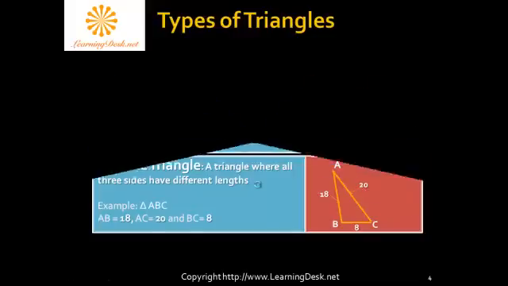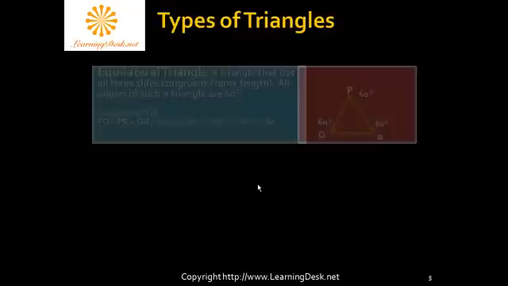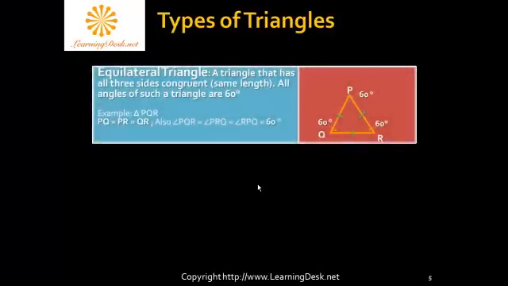There is one more type of triangle we need to cover, and that is the equilateral triangle. An equilateral triangle is similar to an equiangular triangle in many respects, because equilateral means the sides of the triangle are the same. PQ, QR, and RP, they are the same. And like we had discussed earlier in the equiangular triangle, the angles also are the same. So all of them have 60 degrees. So here it's an equilateral triangle.